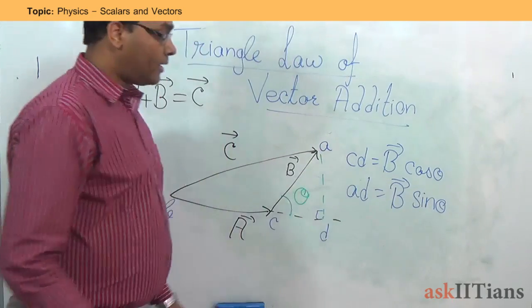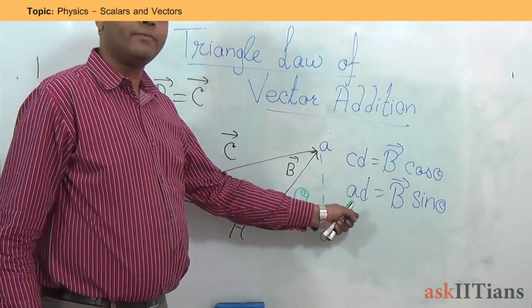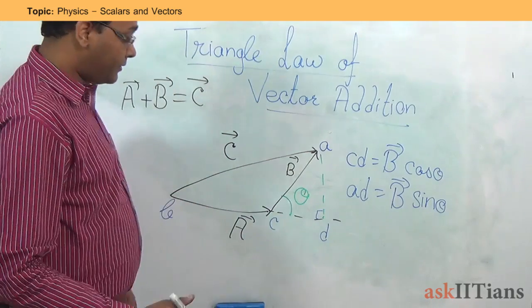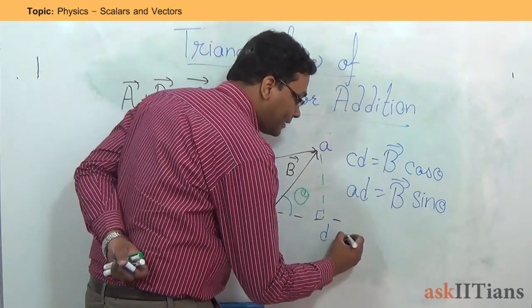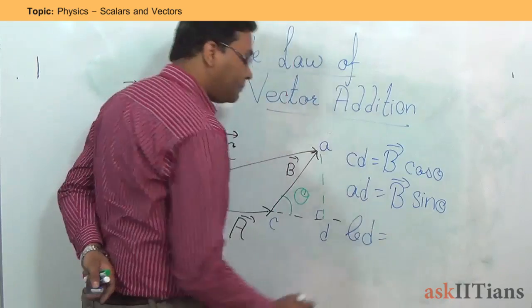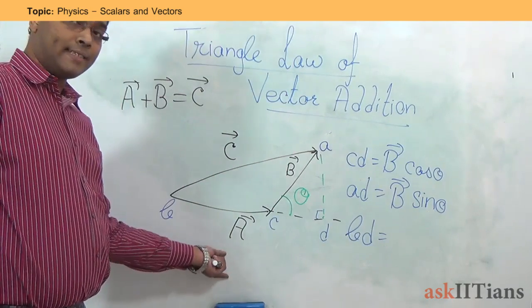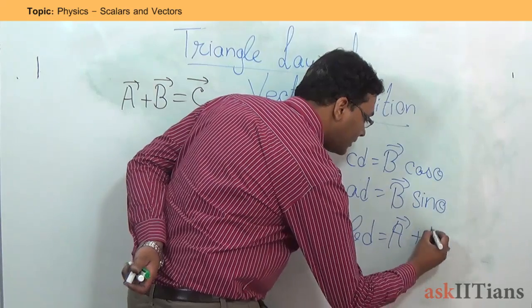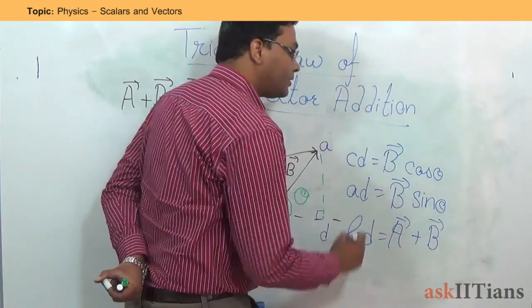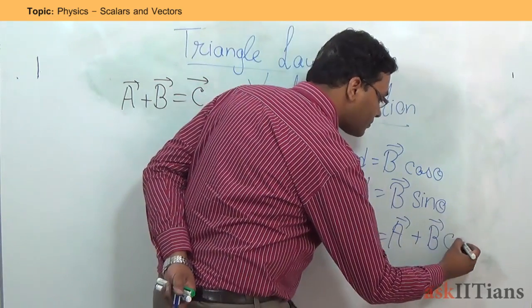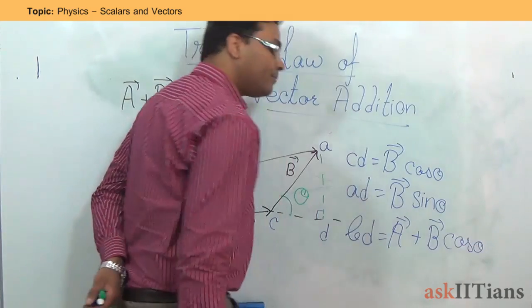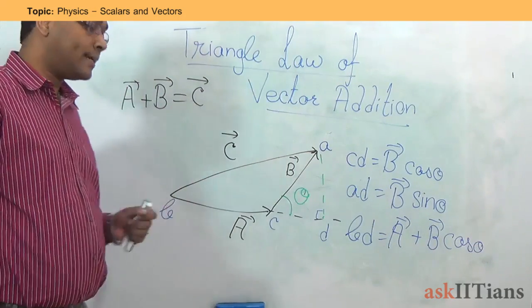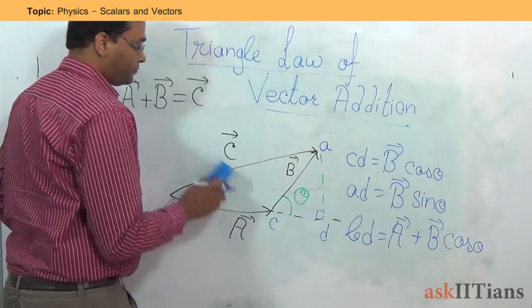Right? So we have CD given to us, we have AD given to us. Why do we need this? Because we need the horizontal value as well. So effectively what will we get? We'll get BD, that will be equal to the vector A plus vector B cos theta. Right? So effectively we will be left with these two choices. So let's try to use this to go further.